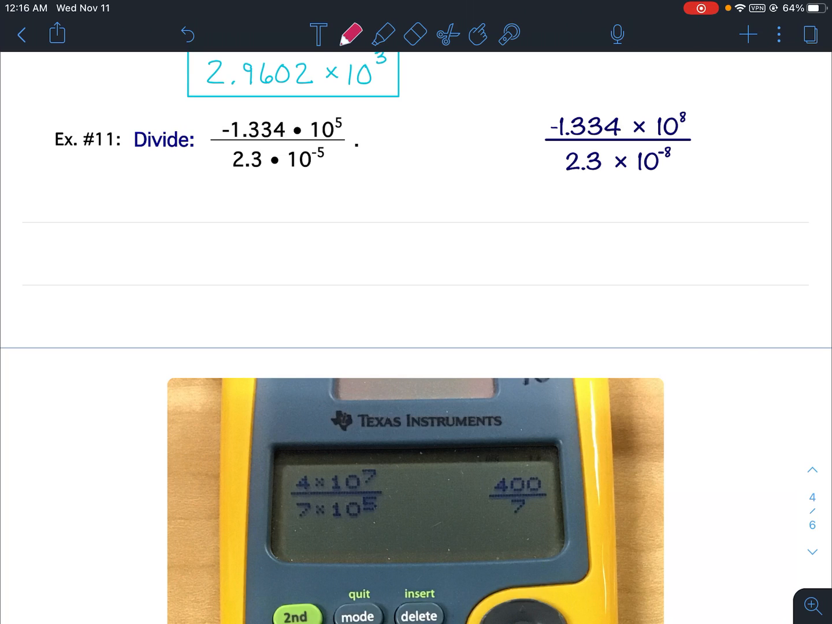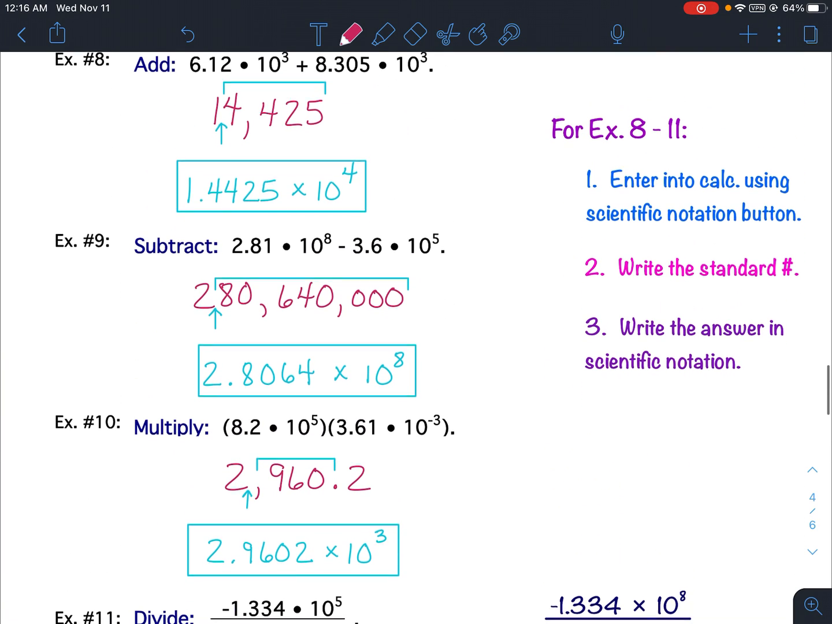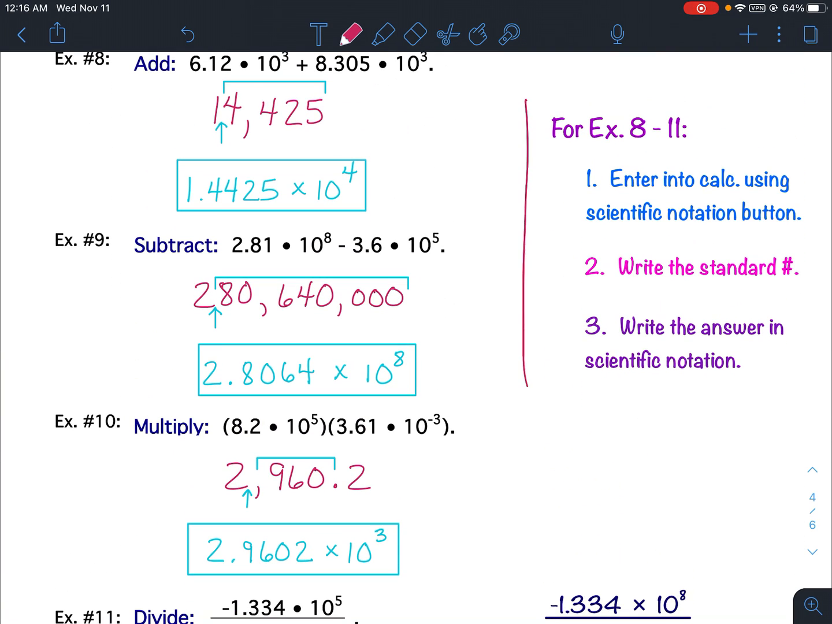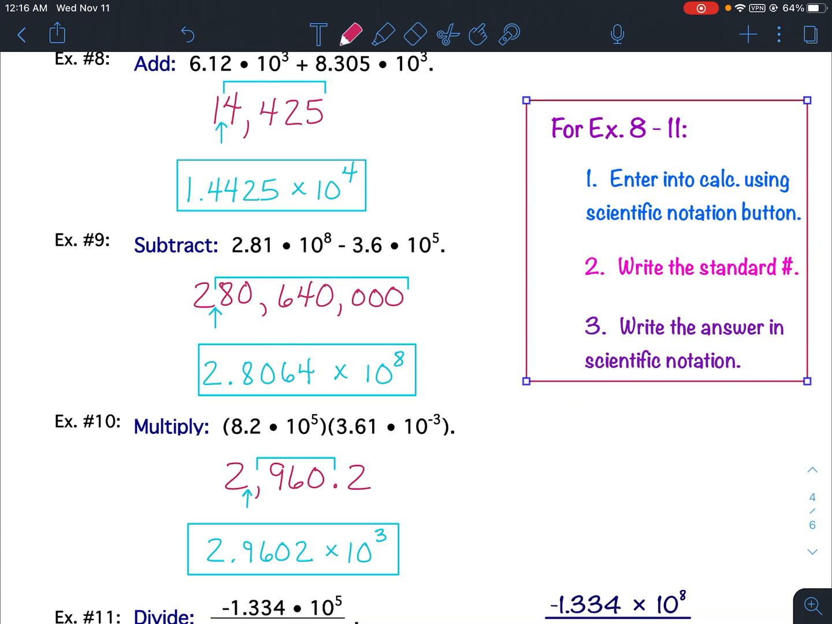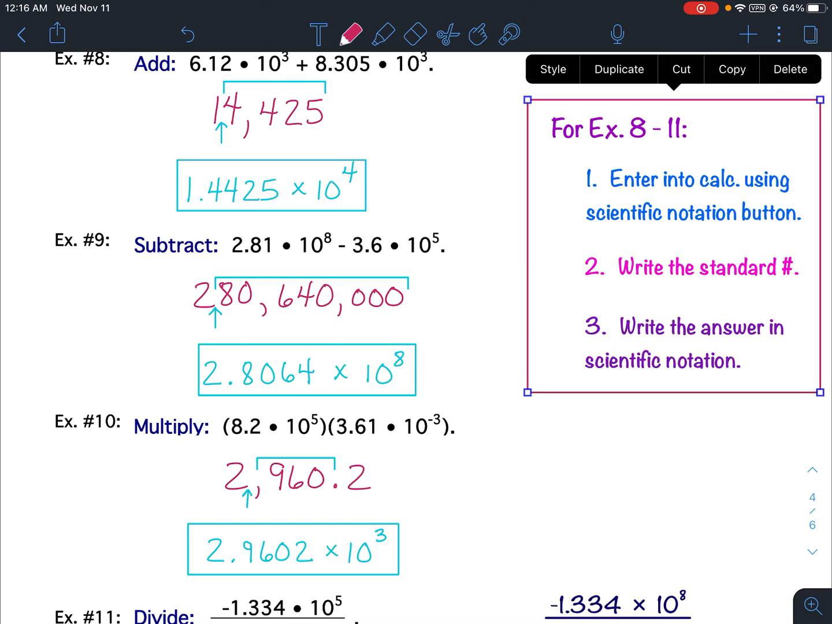Scientific Notation, Lesson 5 Notes, example number 11. Before we do example number 11, though, I do want to make sure that you wrote down the 3 steps required to do these problems. I'm not sure if I said it in the last video, and I wanted to make sure that you did that. So take a minute, pause your video, and write down what I just boxed there, where it says 4 examples, 8 through 11.